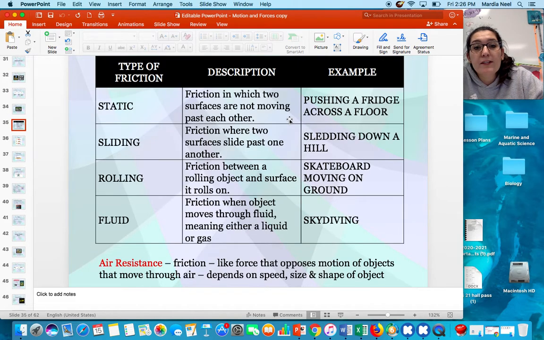And we have a few different types of friction. We have static friction. So static friction is when two surfaces are not moving past each other. If I tried to push a refrigerator across the floor, nothing would happen. That's static friction. It's not going anywhere.